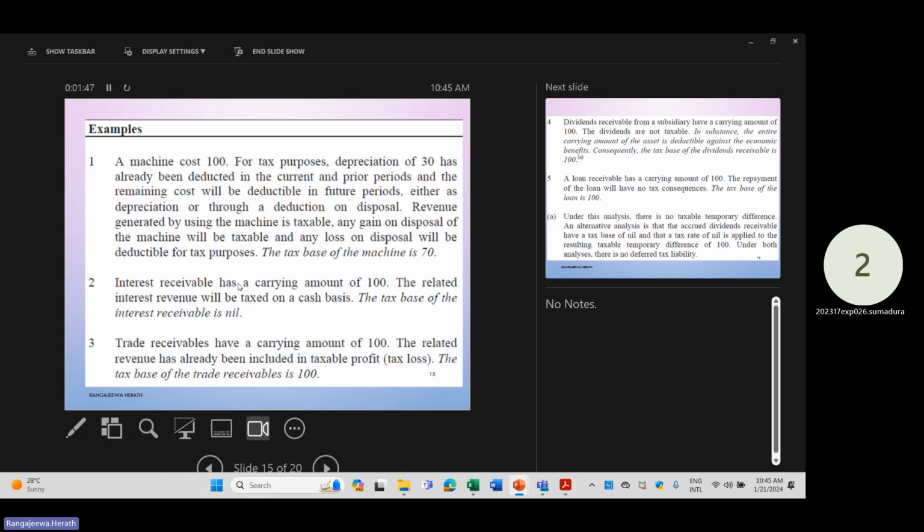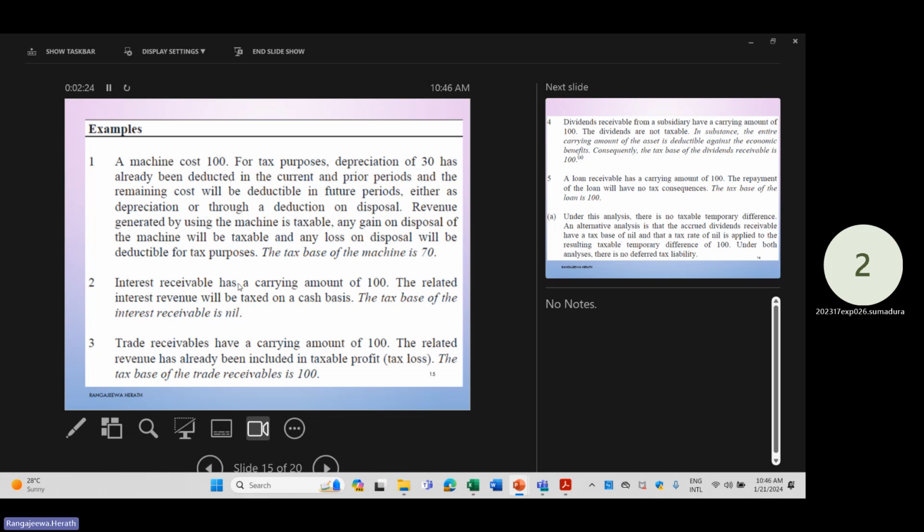So in the second example, do we have a taxable temporary difference or a deductible temporary difference? Carrying amount 100. Tax base is 0. Why is the tax base 0? According to the tax law, there is no interest revenue for the current year. So you can't credit interest revenue, you can't debit interest receivable. So tax base 0. Carrying amount 100, tax base 0 means a taxable temporary difference, which will create a deferred tax liability.